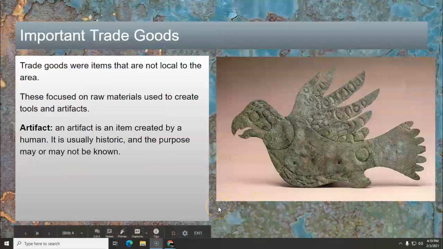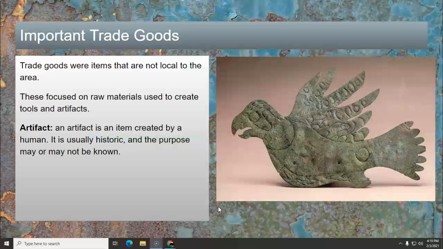So important trade goods are items that are not local to an area. And for the Hopewell, they focused on raw materials that are used to create tools and artifacts. They traded back some of their things that they made and produced. They traded back also seeds and plant material and things of that nature.